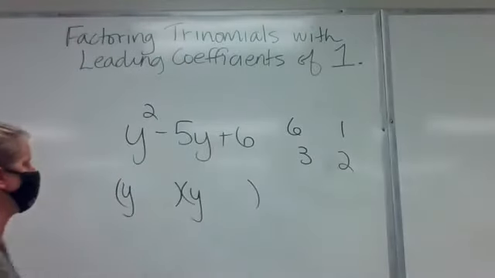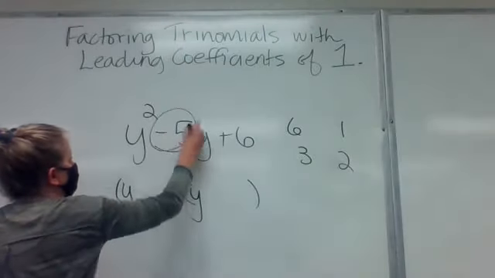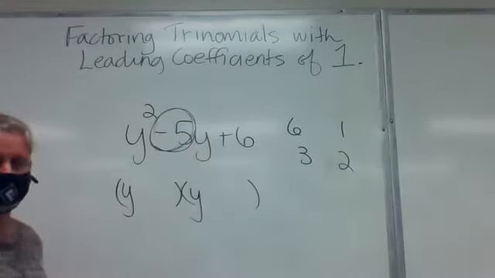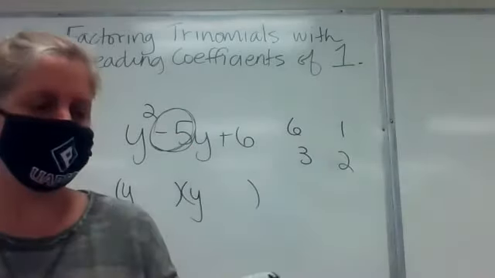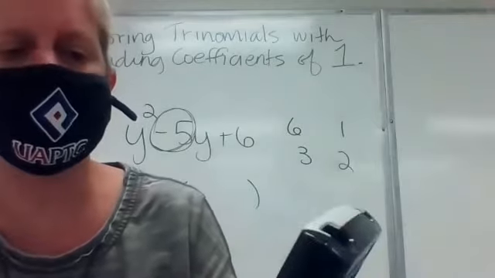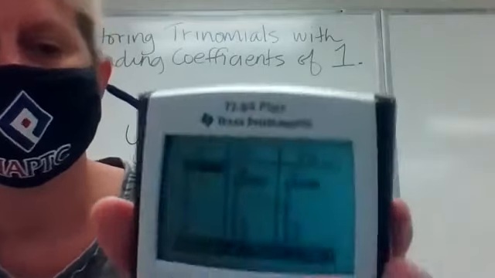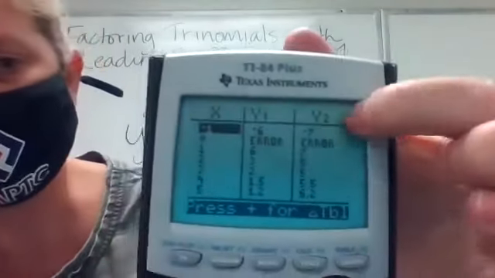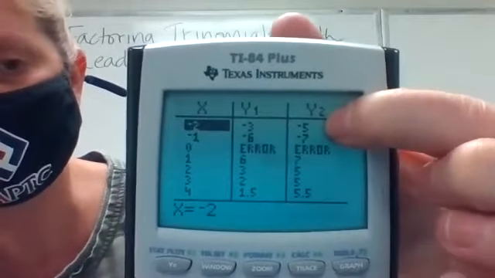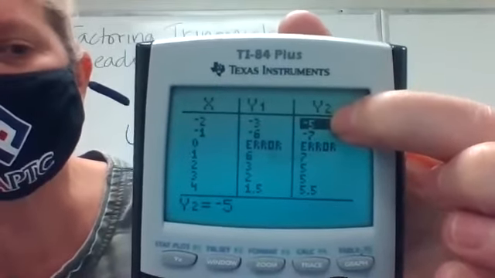What are you looking for in the last column? This number right here. -5. So let's look in my very last column for -5. So over here, it looks like I need to go up. There it is right there. -5.